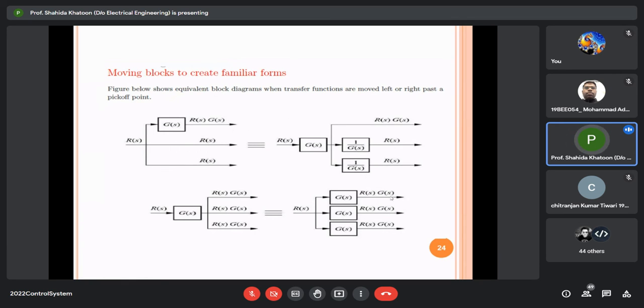Okay, so that is moving blocks to create familiar forms. Suppose we have this form. We have R(s) into G(s) at this point, and here we have R(s). If we want to shift this transfer function from here to here and here, and add another transfer function here, we can do it like this. So draw this diagram also in your notebook.